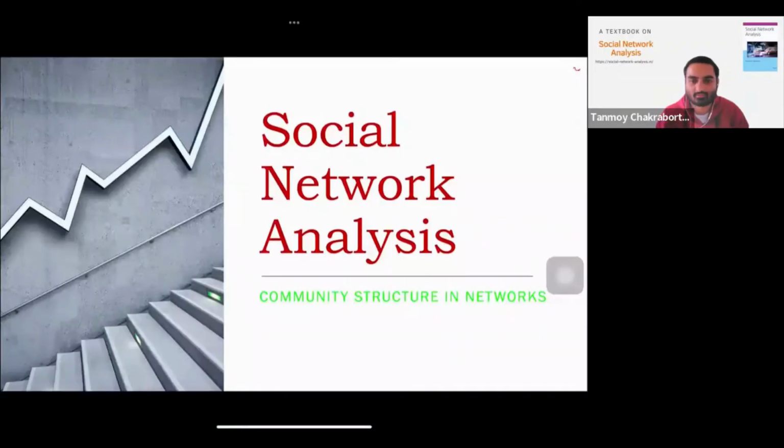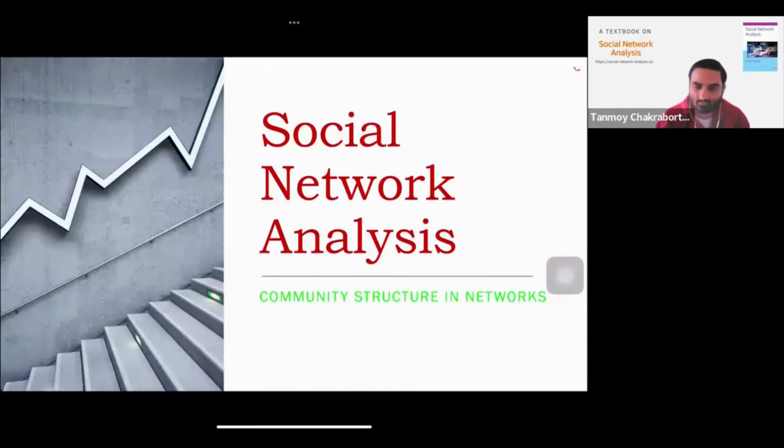Hi everyone. So today we will discuss another chapter, which is community structure in networks. Now this is a very important chapter. The reason is that community structure is one of the important properties of a network, like the small world property, scale-free property, power law degree distribution, homophily. This property has also been rigorously studied in network science.